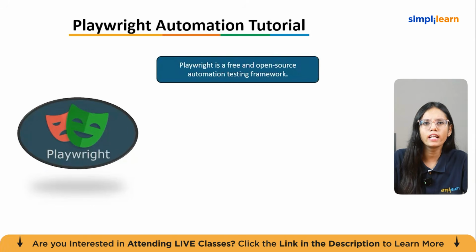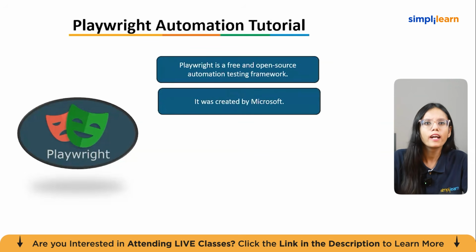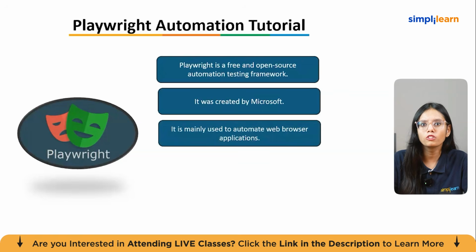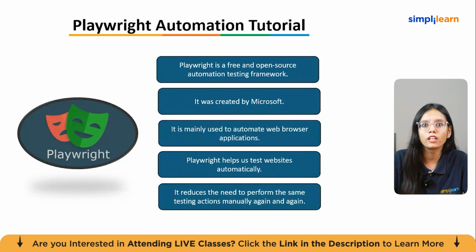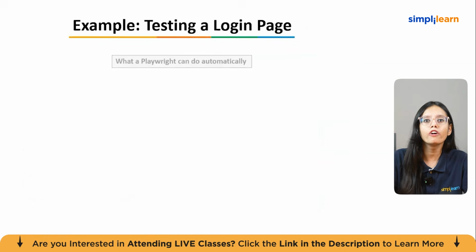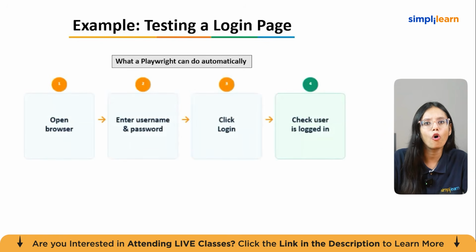So Playwright is a free and open source automation testing framework created by Microsoft. It is mainly used to automate web browser applications. So in simple words, Playwright helps us test websites automatically without doing every action manually again and again. For example, if you want to test whether a login page is working properly or not, you can write a Playwright script that automatically opens the browser, enters the username and password, clicks the login button and checks whether the user is successfully logged in or not.